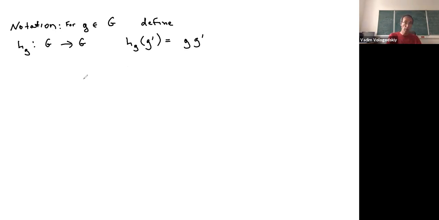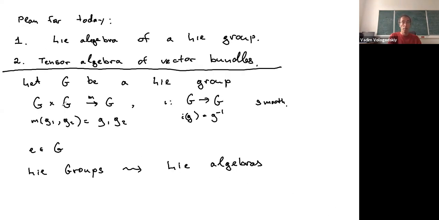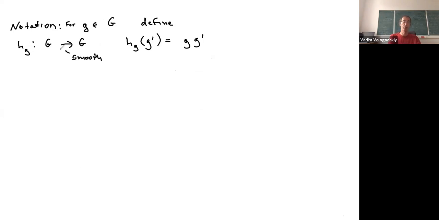Okay, so this map is smooth, and it's smooth because you can think of this as a composition of the closed embedding of G into G times G with this multiplication. And using smoothness of the multiplication, it follows that this map is also smooth. Okay, so now this L sub g is a diffeomorphism of the underlying smooth manifold G, right?